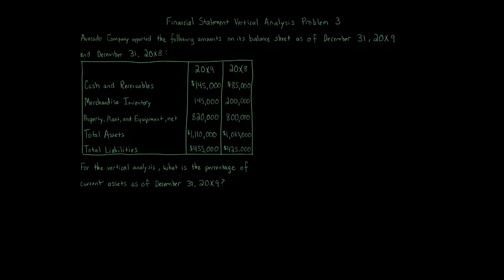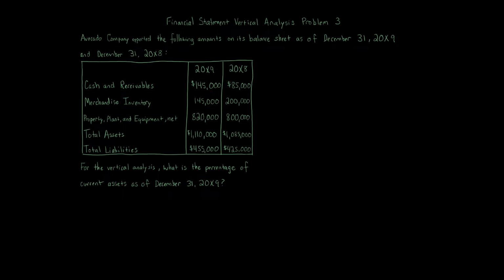Property, plant, and equipment net 20x9, $820,000. Property, plant, and equipment net 20x8, $800,000. Total assets 20x9, $1,110,000. Total assets 20x8, $1,085,000. Total liabilities 20x9, $455,000. Total liabilities 20x8, $425,000. For the vertical analysis, what is the percentage of current assets as of December 31st, 20x9?